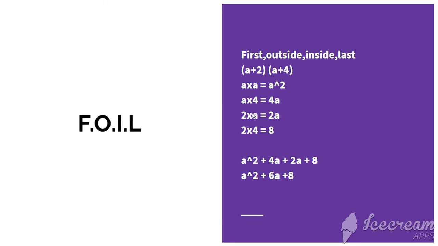Then we have to multiply the inside, which is 2 times a, which equals 2a. Then we have to multiply the last, which is 2 times 4, and that's 8. And so the equation becomes a² plus 4a plus 2a plus 8. And then we can shorten this to a², and then we just add these two, so it would be a² plus 6a plus 8.